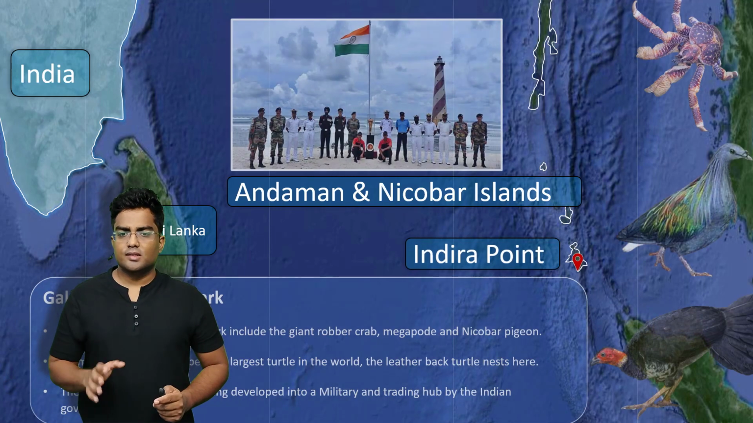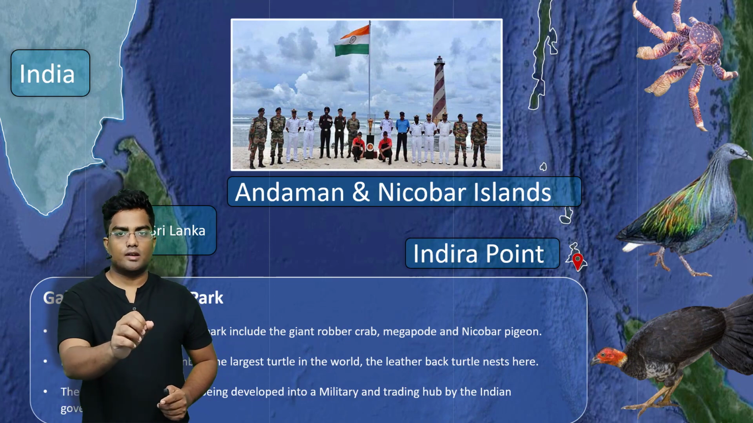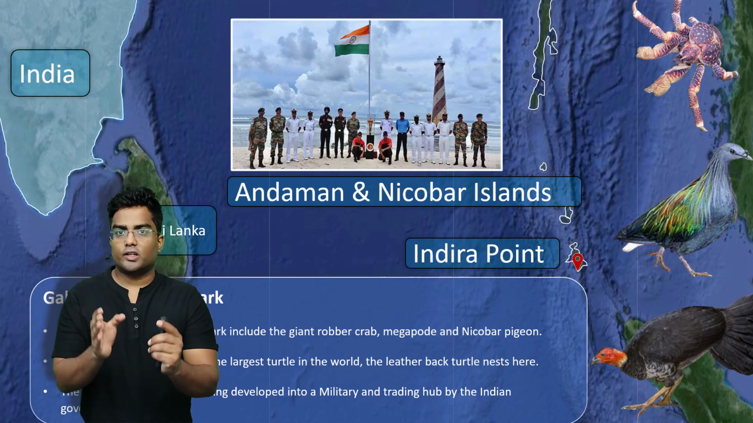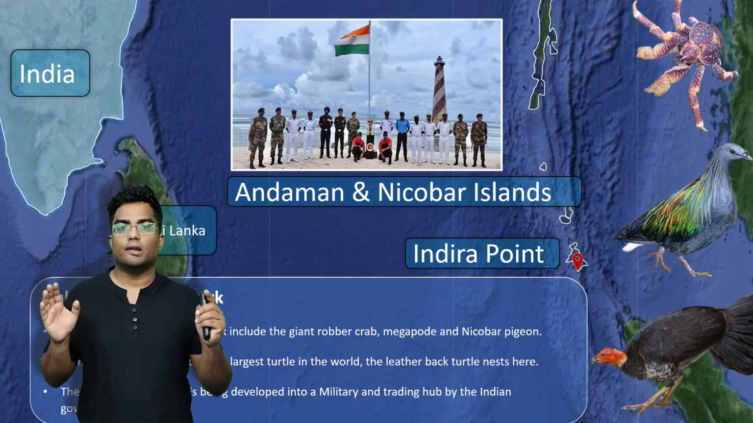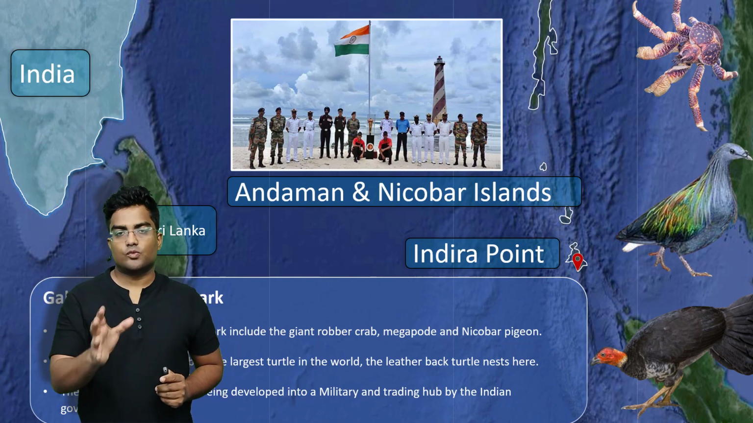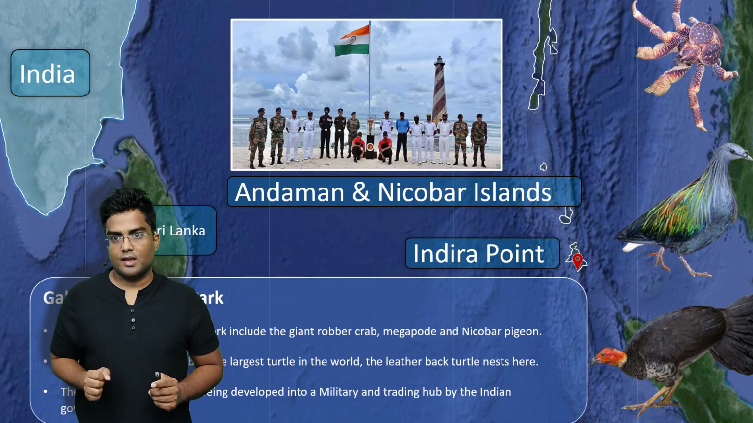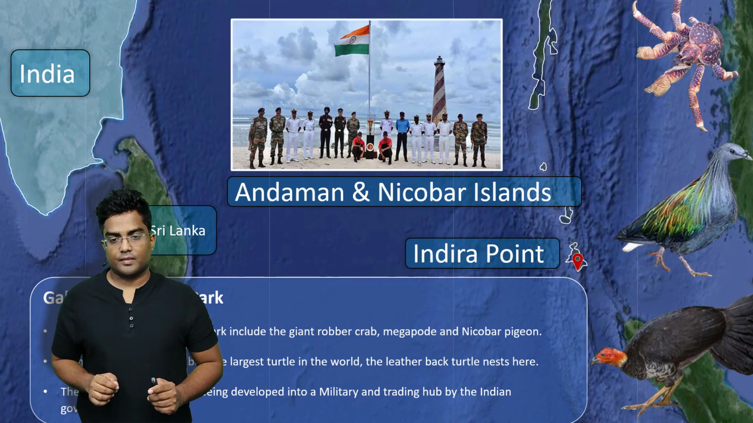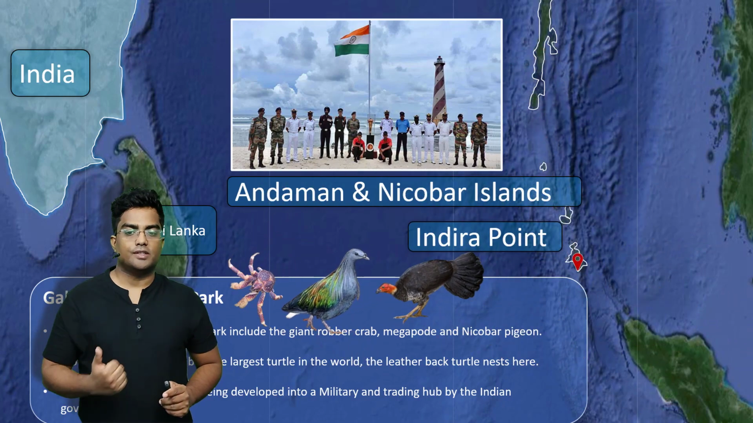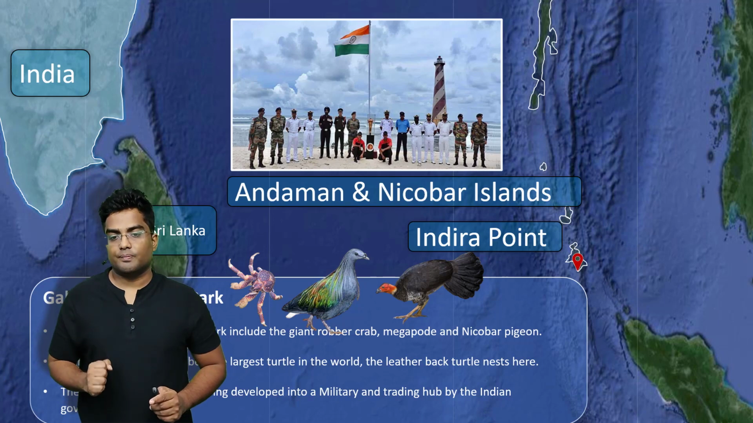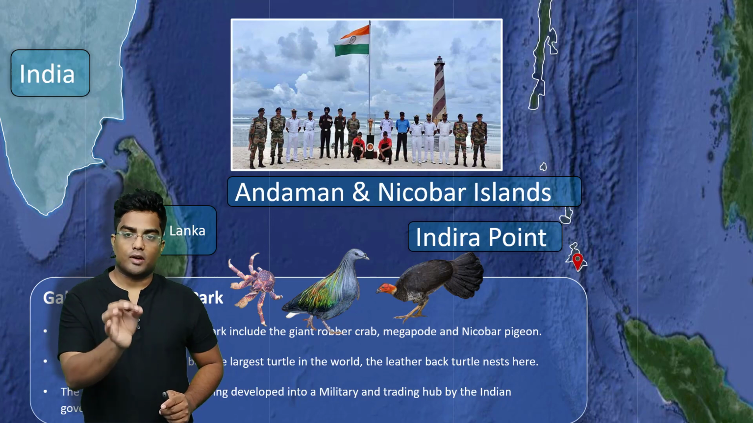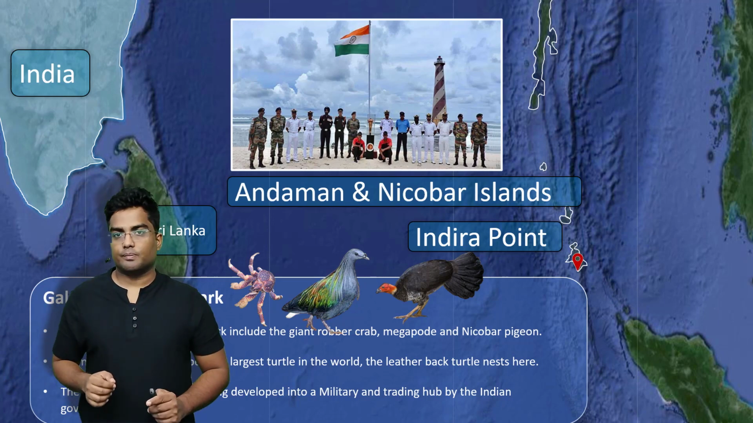Now let's have a discussion on Indira Point. This is the picture of Indira Point, and there is an important lighthouse there, right? Now, there is an important national park located in this particular region. UPSC loves national parks, and that is why we are going to discuss it. The national park is known as Galathea National Park, and it's famous for a few endemic species like giant robber crab, megapode, and Nicobar pigeon, right? Giant robber crab, megapode, and Nicobar pigeon.